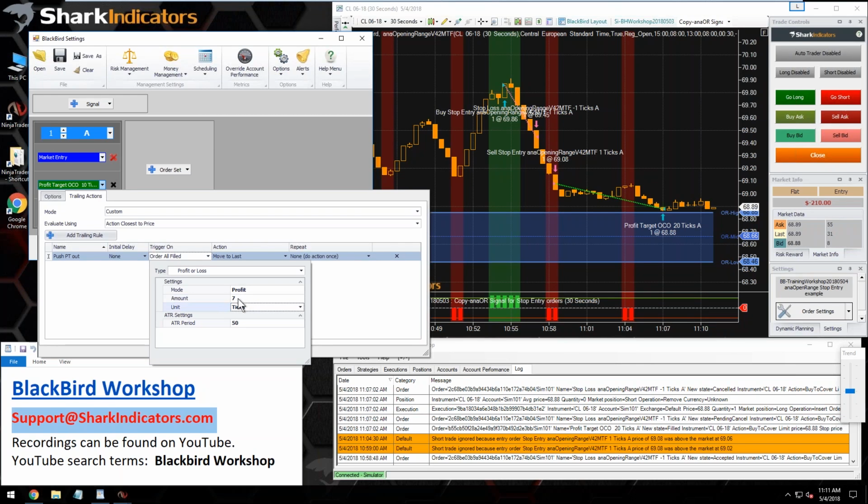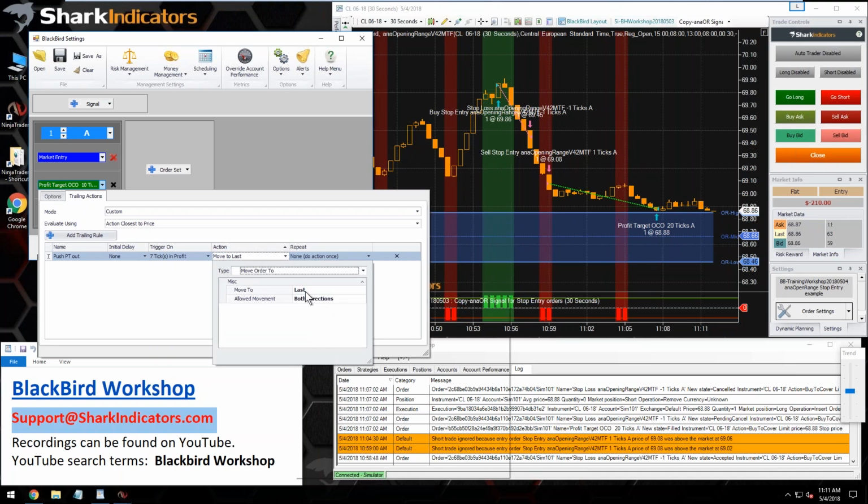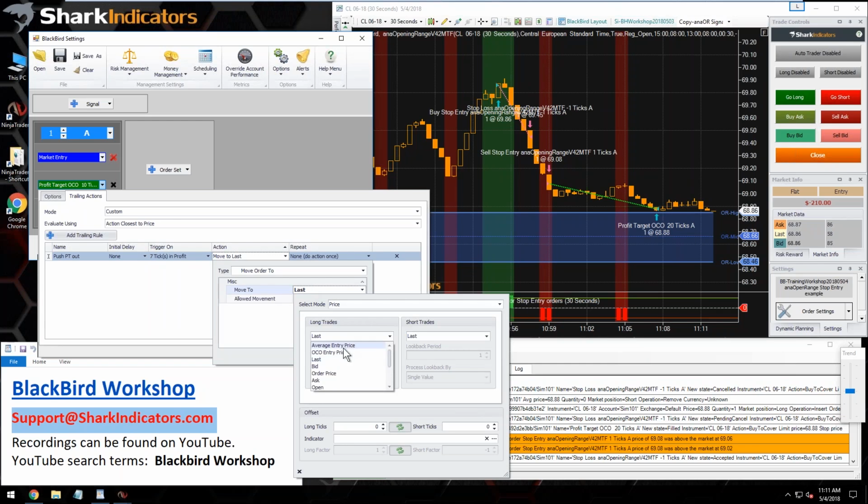So in other words, when the market moves 7 ticks in profit, that means it's going to be 3 ticks away from the profit target. And then the action here is, profit targets are always measured from your entry price. So think of the entry price as the anchor price that your profit target is based off of. Same thing with stop losses, they are always based off of your entry price.